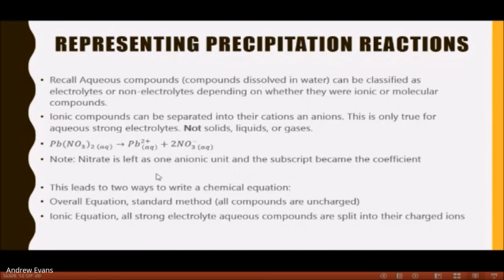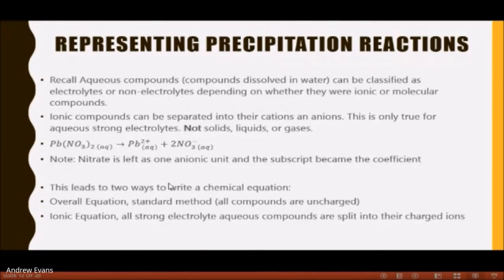Please note that nitrate is left as one anionic unit. Nitrate, NO3 1-, is an oxyanion. If you were to split this apart, you don't break it apart into N's and O's. Nitrate is one anion. And the subscript becomes the coefficient.